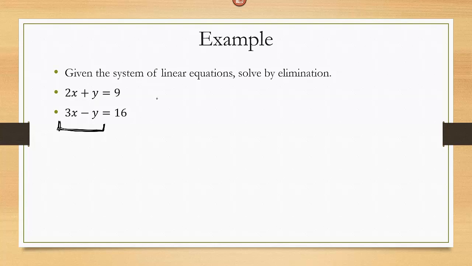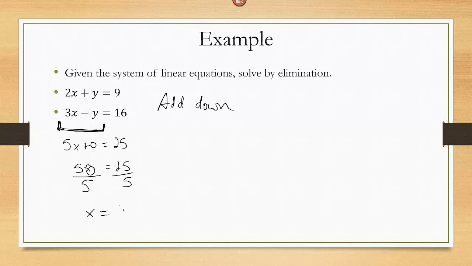So what we're going to do is add down. We're going to have 2x plus 3x, that's 5x. Plus y and a negative y, that cancels. So plus 0 equals 9 plus 16 is 25. So we're left with 5x equals 25. Finally, how do we get our x by itself? We have 5 times x. Opposite of multiplication is division. So we're going to divide both sides by 5. That leaves us with x equals 5 as our solution to this.